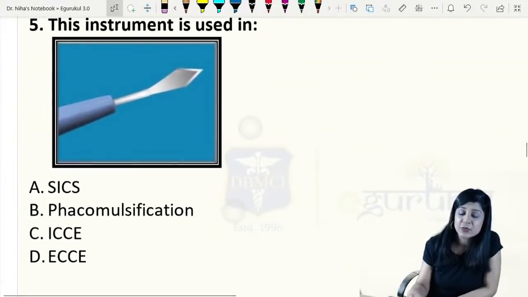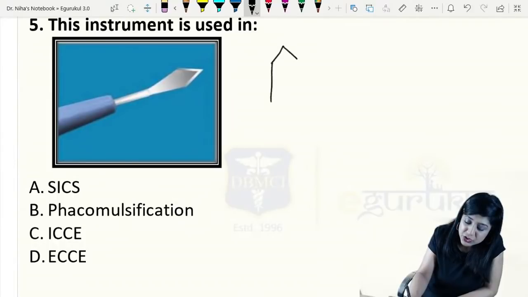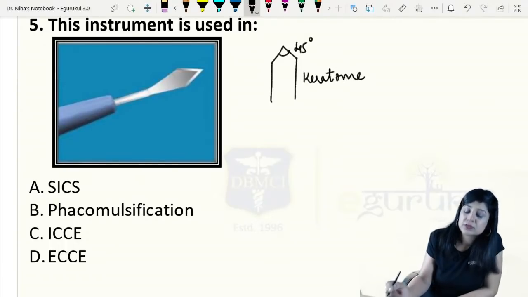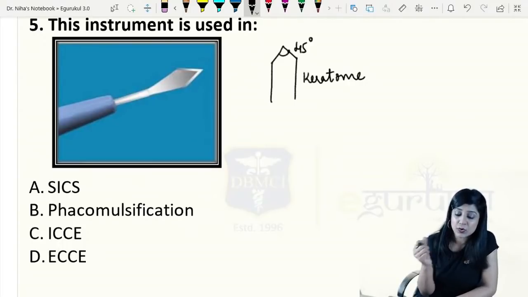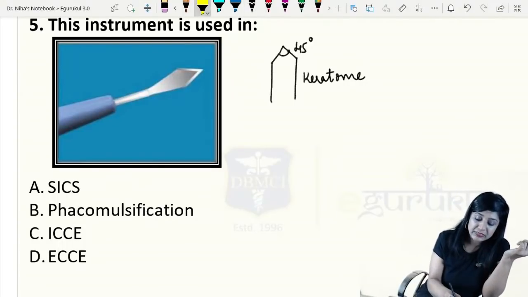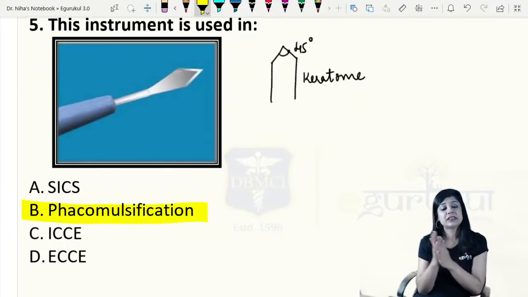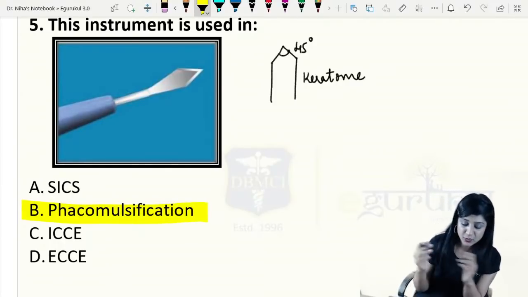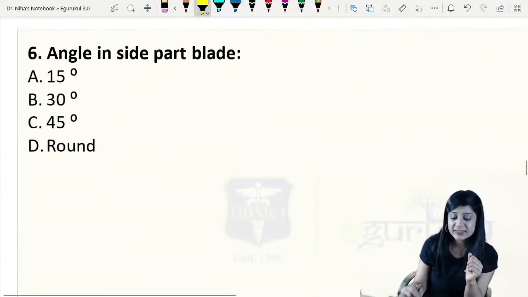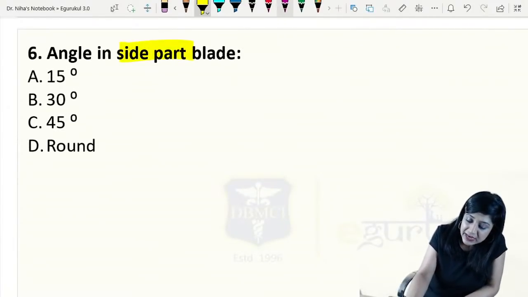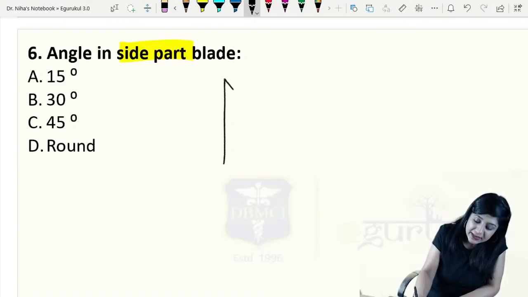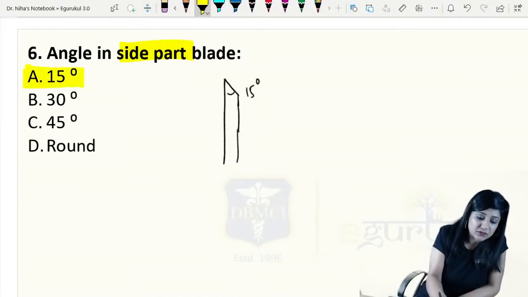Look at this, what is this? You can see this is your diamond shape, where the angle is 45 degrees. This is a keratome, and keratome is used in phacoemulsification. What is the angle in the side port? Side port blade is something like this. I told you keratome was having 45 degrees while the side port is having 15 degrees. So the answer to this question will be 15 degrees.